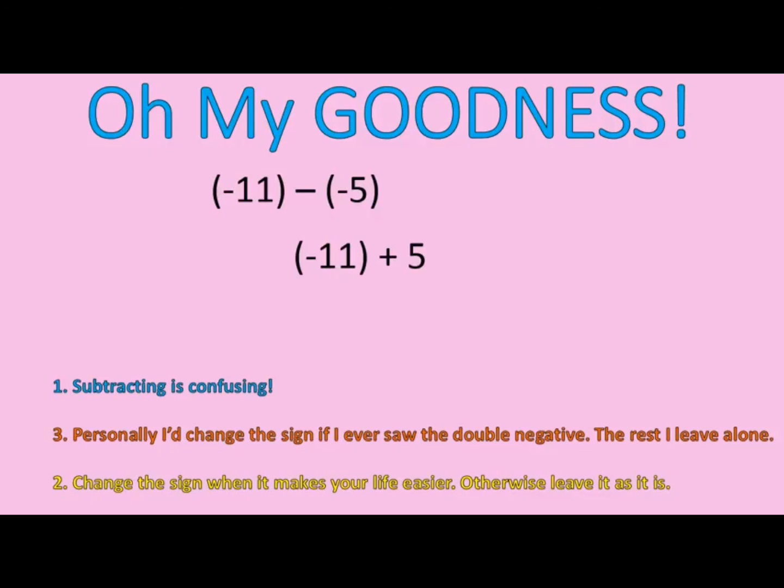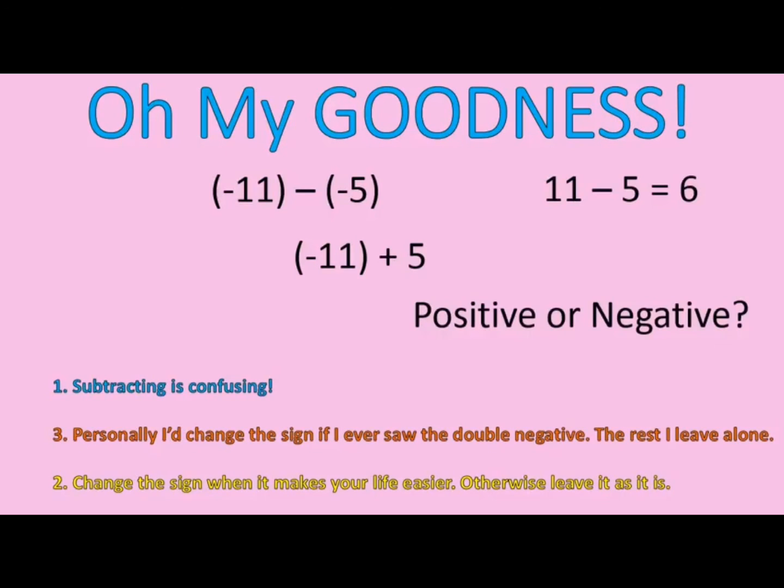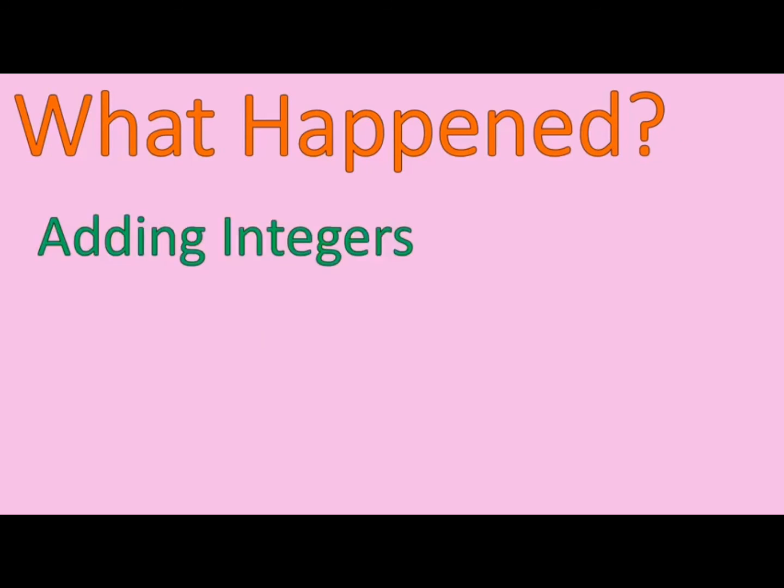If the signs are different, I find the difference. 11 minus 5 is 6. Is it going to be a positive 6 or a negative 6? Well, what do I have more of? I have 11 negatives and only 5 positives. There's more negatives, so my final answer will be negative 6. Oh my goodness, there's a lot of negatives. Alright, so let's review what happened. We did adding it.